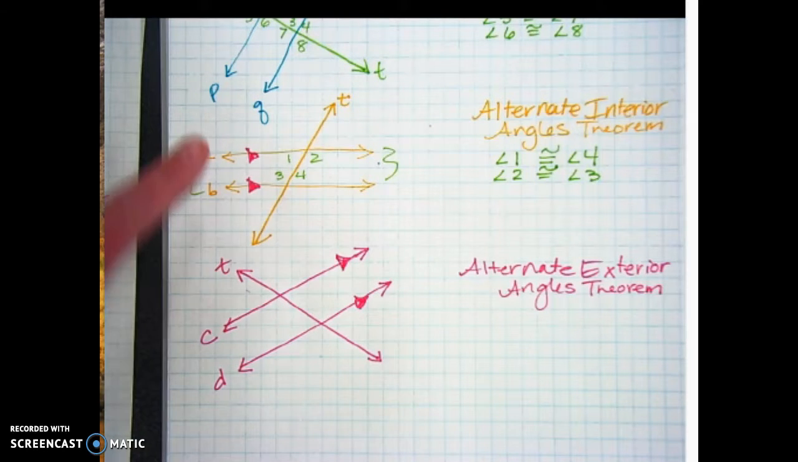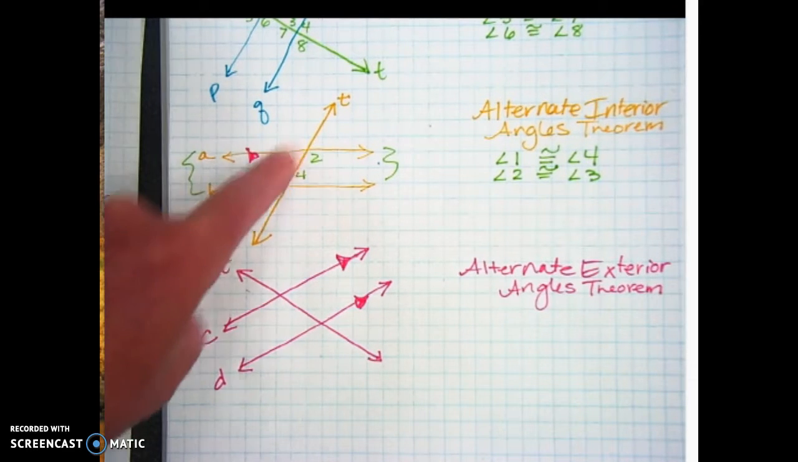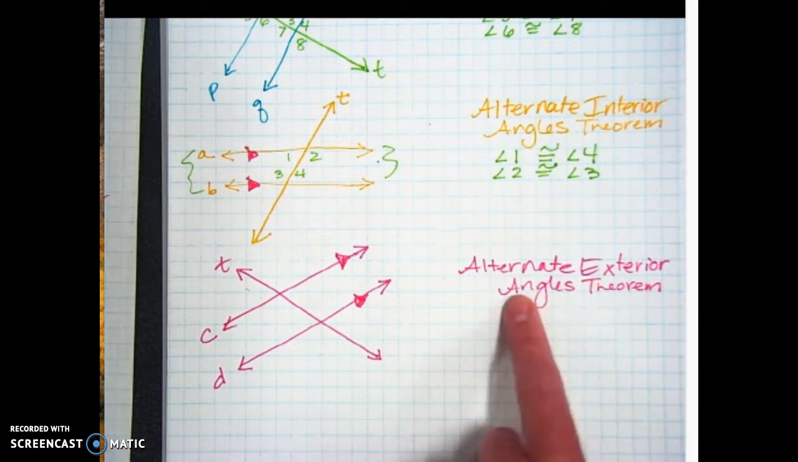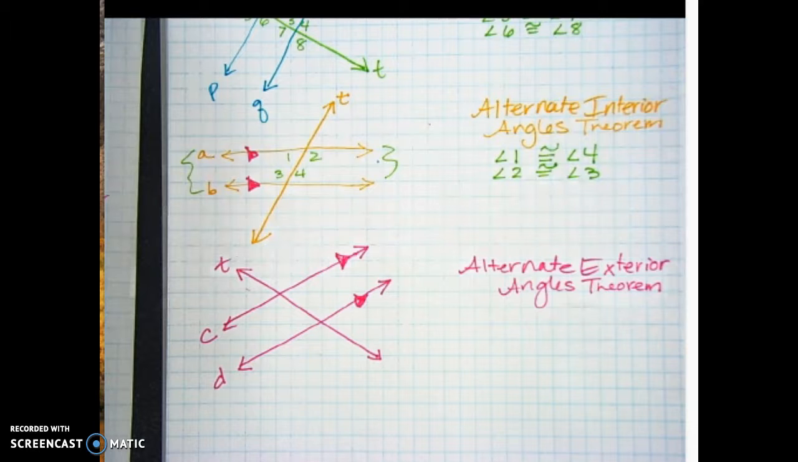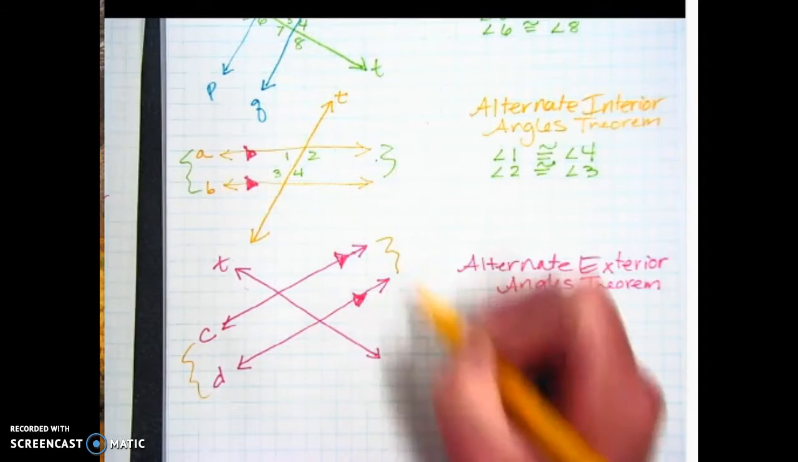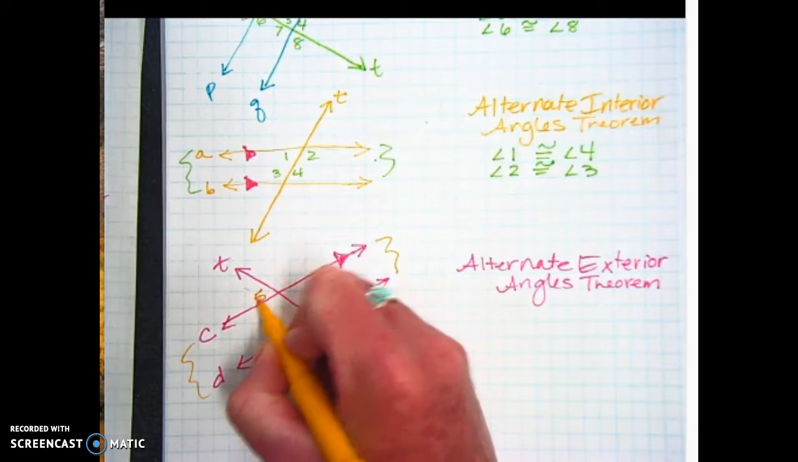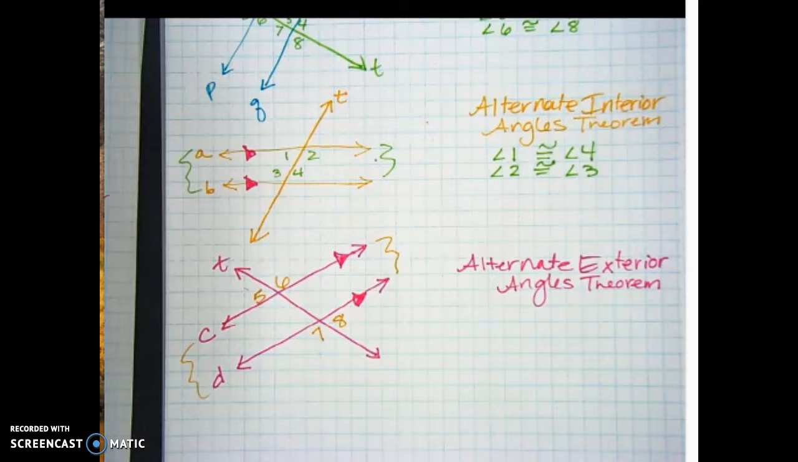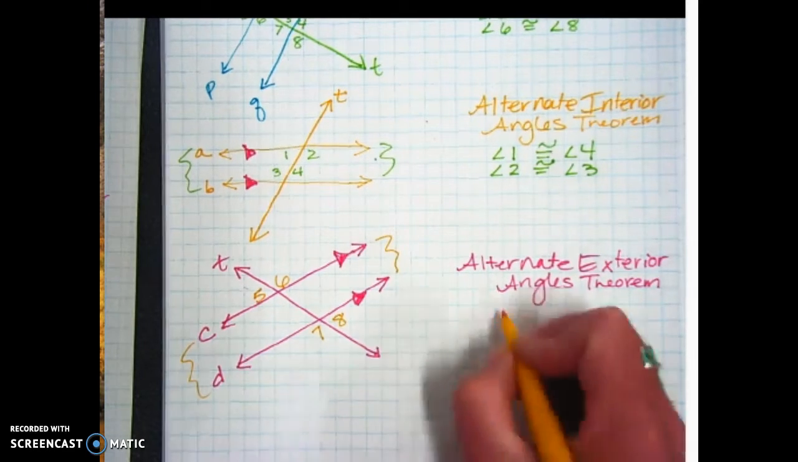Okay, so on this one up here, I only labeled the interior angles, right? On this one, because it's the alternate exterior angles, I'm only going to label the exterior ones. So outside of these parallel lines, I'm going to do 5, 6, 7, and 8. Okay, so let's start with angle 5.